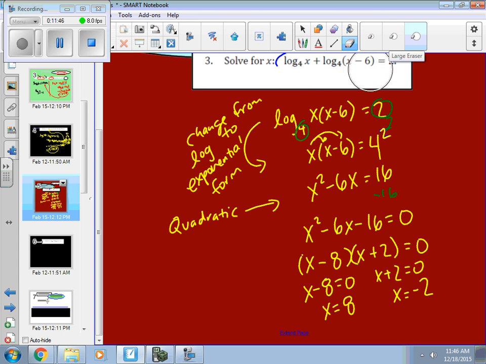Let's check the other one, though. What if we put in negative 2? Can we do log of negative 2? No. If you remember, you can't do logs of negatives. Negative numbers are not in the domain of logs. So the only solution out of these two that works is x equals 8. That's the only answer that makes that true up there, because you can't do logs of negatives.